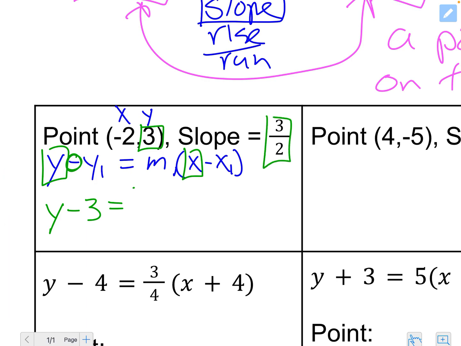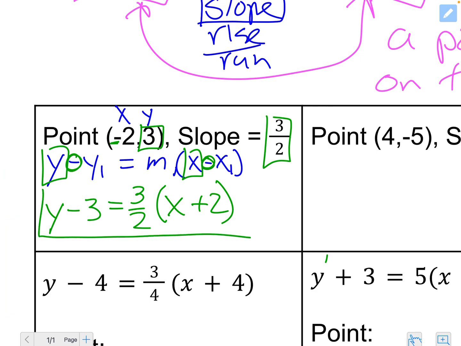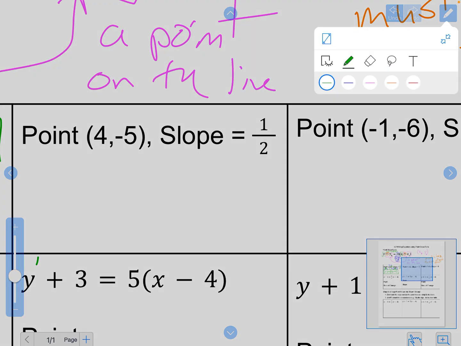It tells us our slope is 3 over 2. Then we write our parentheses x. Again, we have a negative x1, so we must change the sign. Since our x point is negative, it is in fact going to become positive. And so this right here is our point-slope form: y minus 3 equals 3 over 2, x plus 2. All right, so let's do one more.